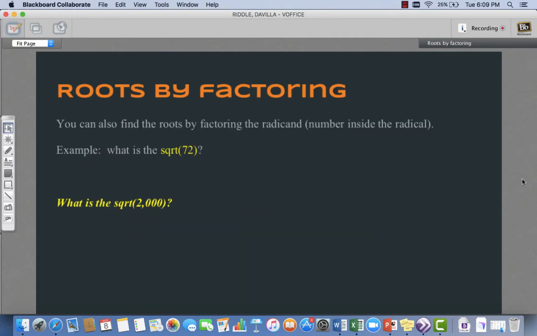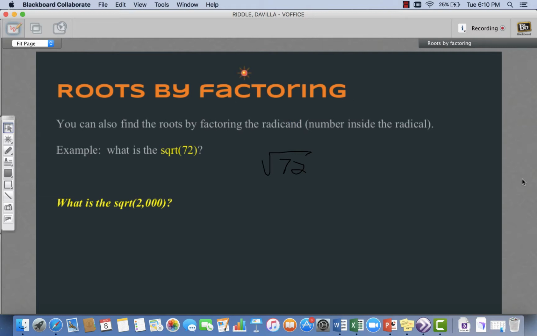We can also, and I kind of talked about this already, find the roots by factoring the radicand, which is the number inside the radical. I'll point to it right there. That's what's known as the radicand, if you didn't know. So this is the radicand, and this is the radical. I think I did show this earlier, but yes, roots by factoring or finding pairs, the way that I did it as well.